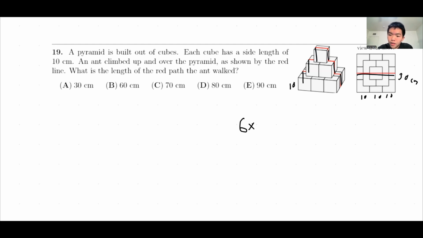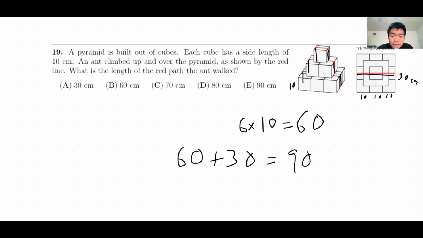And knowing that, then we got 60 plus 30, which we know has to equal 90. So if we look at all our answer choices, we know that E is our answer to question number 19.